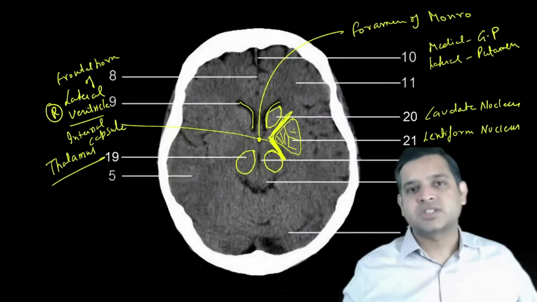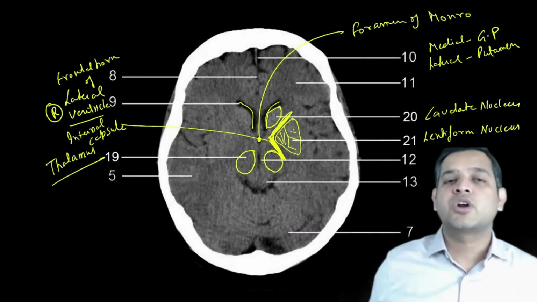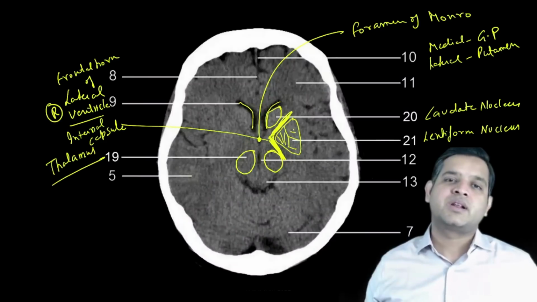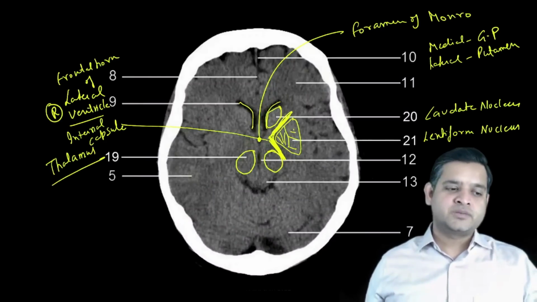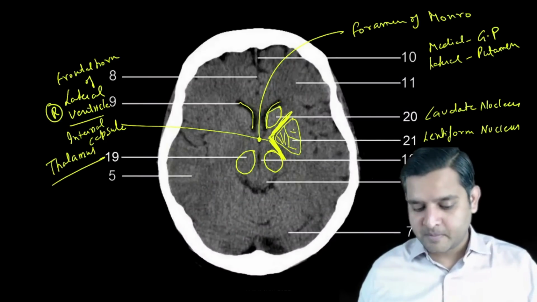Caudate nucleus is something which is very, very frequently asked, as are the foramen of Monro, lateral ventricle, and lentiform nucleus. These are the ones which are usually asked in the exam.